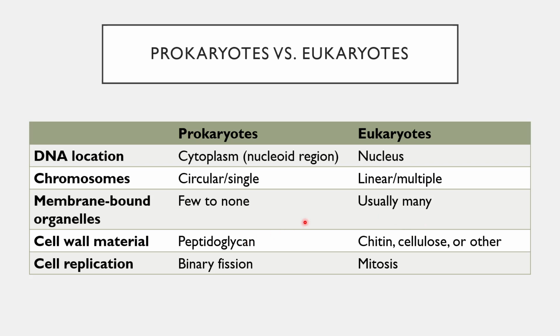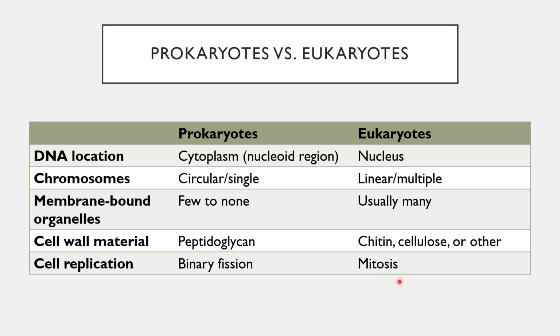In prokaryotes, the cell wall is made of peptidoglycan, whereas in eukaryotes, the cell wall, if it's present, is made of chitin, cellulose, or another material. And prokaryotes divide through a process called binary fission, while eukaryotes divide through a process that you have learned about previously called mitosis. So we are going to start off our discussion with the prokaryotes.